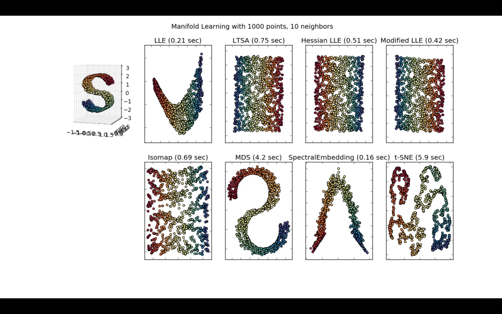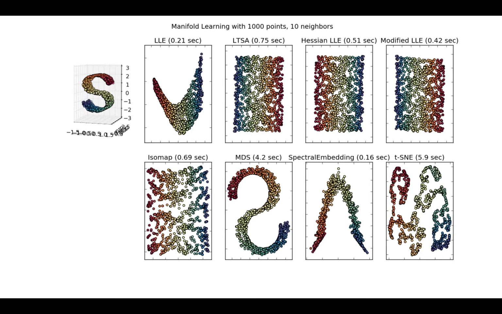This is taken from the scikit-learn documentation. Scikit-learn is a really neat collection of machine learning algorithms for the Python programming language. And what we're looking at here is the underlying data set. It's sort of like a plane that's been curved into an S shape. So it's a set of three-dimensional points, right? Coordinates in a 3-dimensional space.